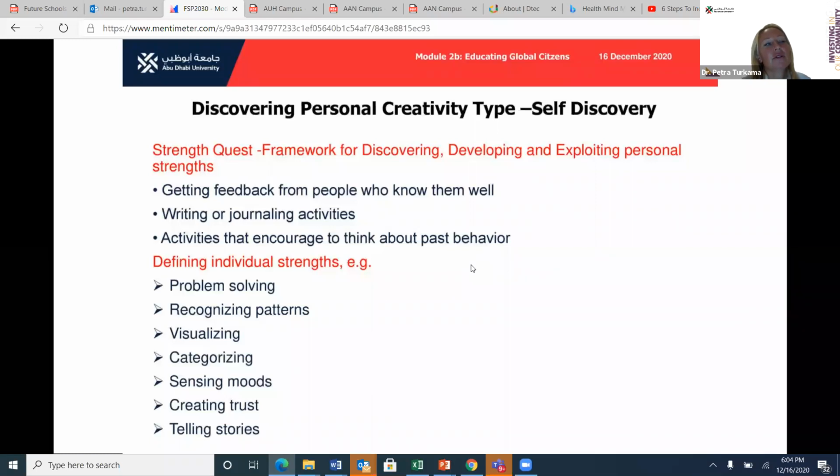But I had one student who was a chemist, and she was trying to create something new and kept on making the same mistake.